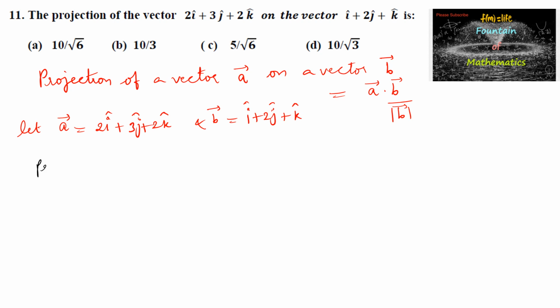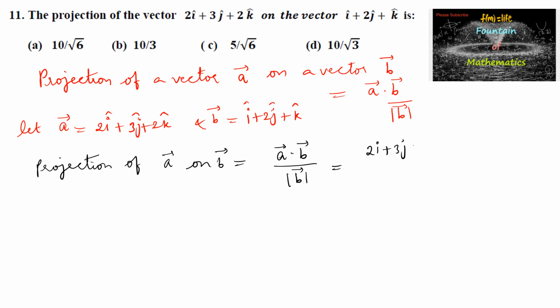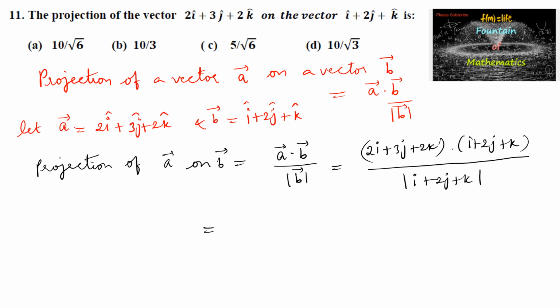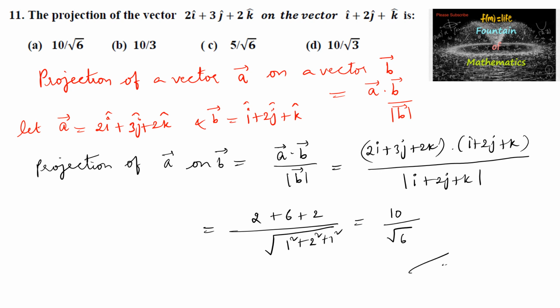So we have the projection of vector A on vector B is equal to A dot B divided by mod B, which is equal to 2i plus 3j plus 2k dot i plus 2j plus k divided by modulus of i plus 2j plus k, which is equal to 2 ones are 2 plus 3 twos are 6 plus 2 ones are 2 divided by root of 1 square plus 2 square plus 1 square, which is equal to 10 divided by root of 6. So 10 by root 6 is the answer, which is option A.